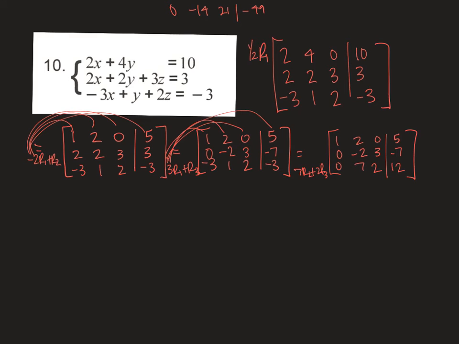And then the third row, 2 times 0 is 0. 2 times 7 is 14. 2 times 2 is 4. And 2 times 12 is 24. So my first 2 rows are going to ultimately stay the same. And I'm going to add these 2 together up here to get my third row. So 0 plus 0, negative 14 plus 14, 21 plus 4, and then negative 49 plus 24.